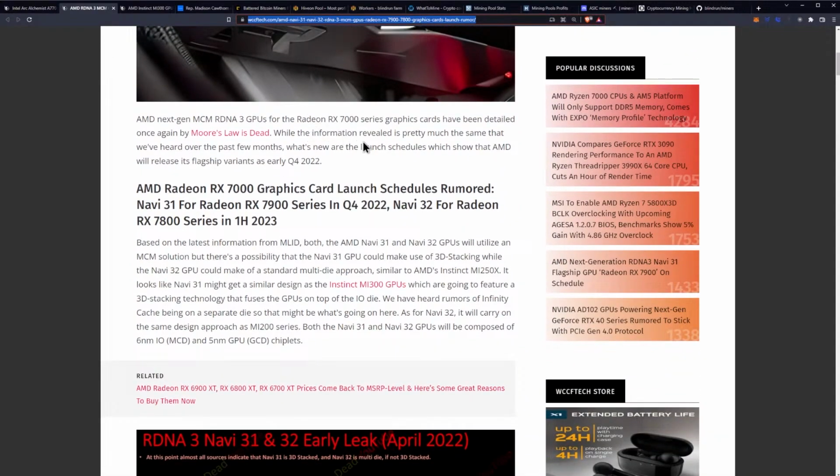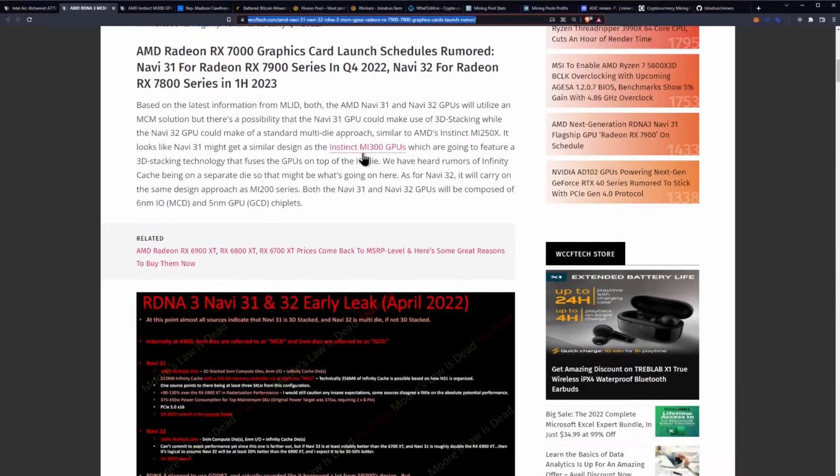AMD's next-gen multi-chip module RDNA 3 GPUs for the Radeon RX 7000 series graphics cards have been detailed once again by Moore's Law is Dead. While the information revealed is pretty much the same that we've heard over the past few months, what's new are the launch schedules, which show that AMD will release its flagship variants as early as Q4 of 2022.